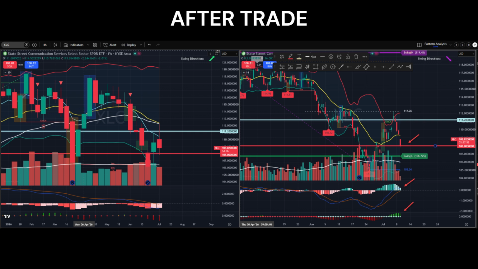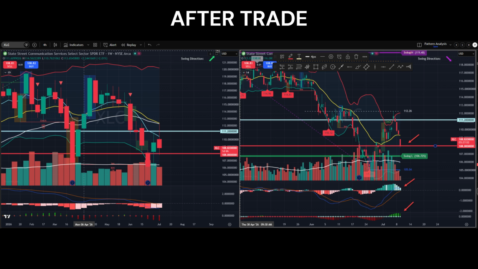What I would continue to study. The biggest lesson I would take from this example is the difference between breaking resistance and holding above resistance. They are not the same thing. XLC demonstrated enough strength to move through an important level, but it didn't demonstrate enough strength to establish itself above that level. That distinction matters. A breakout gets my attention, follow through gives the breakout credibility.